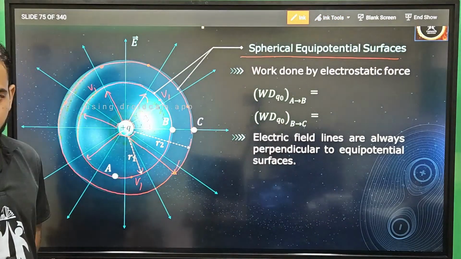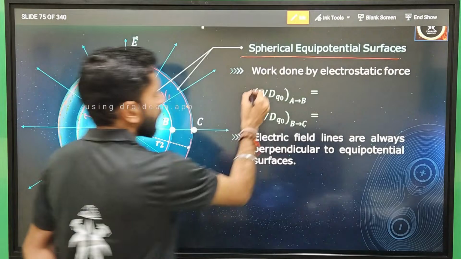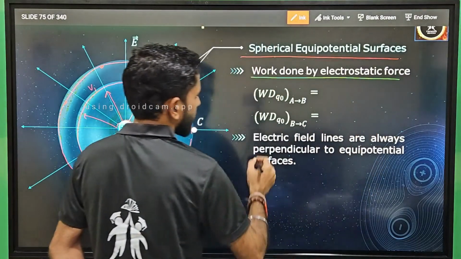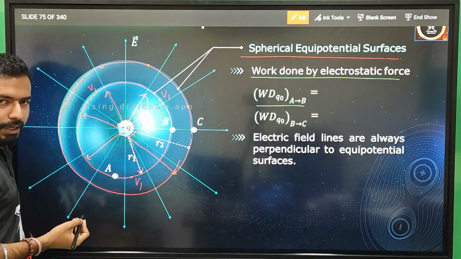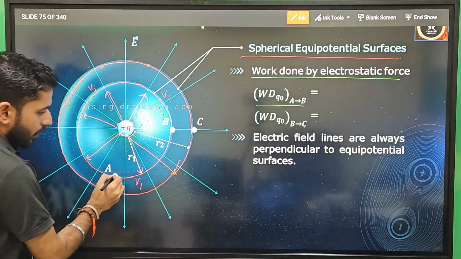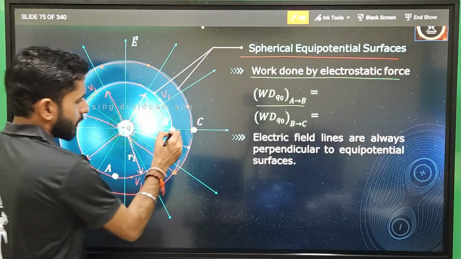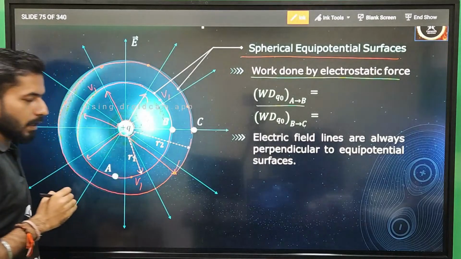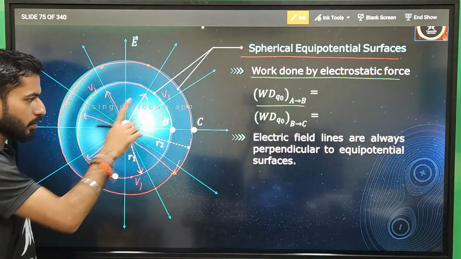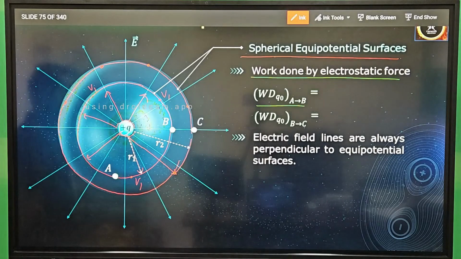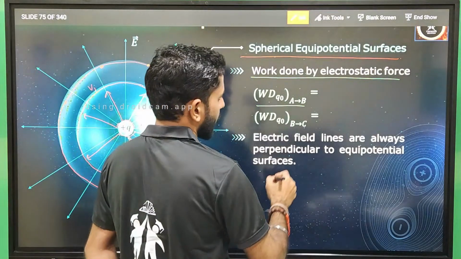Now the second point here is the work done by electrostatic force. What will be the work done by the electrostatic force from A to B? Firstly identify the points A and B. This is point A, this is point B. Now the question is asking what will be the work done in taking the charge from A to B. Can you say the work done in taking it from A to B?